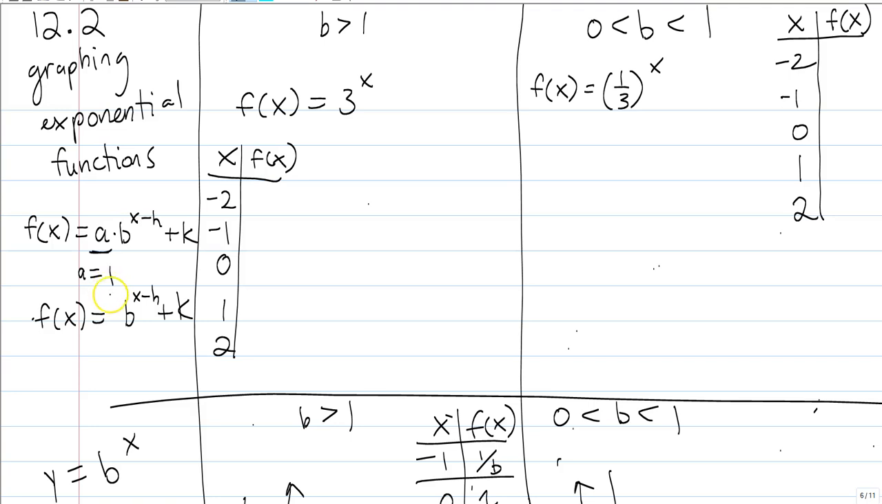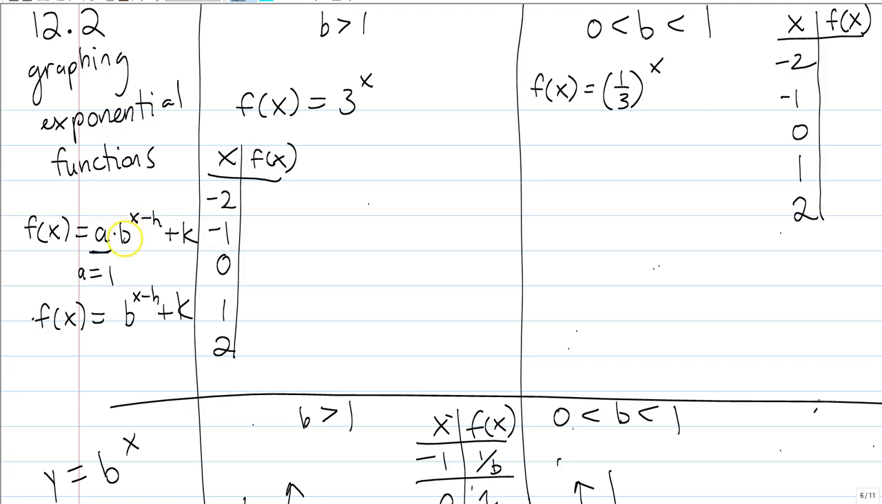Now the good news is everything in this book, when we're introducing it to you at this point, a equals 1. So it's going to be just b to the x minus h plus k. We're not going to do anything complicated with the a yet. I could have those discussions, but definitely in a pre-calc you would see that. So it bothers me that the book does a to the x minus h plus k, because in later books you're going to see b to the x minus h plus k.